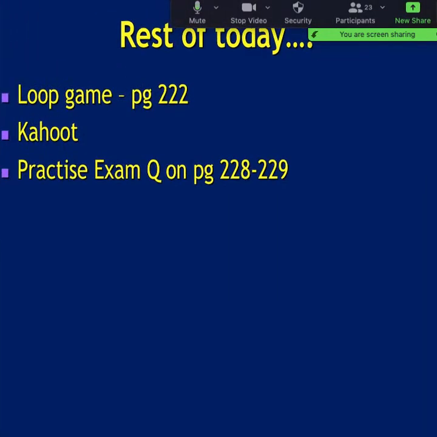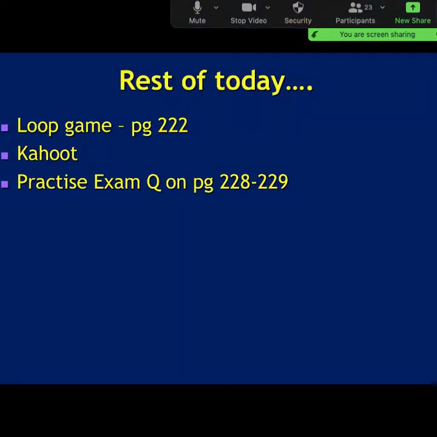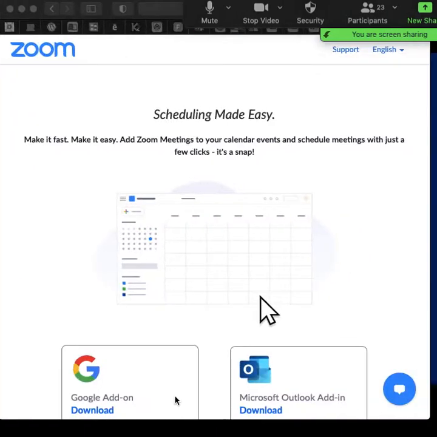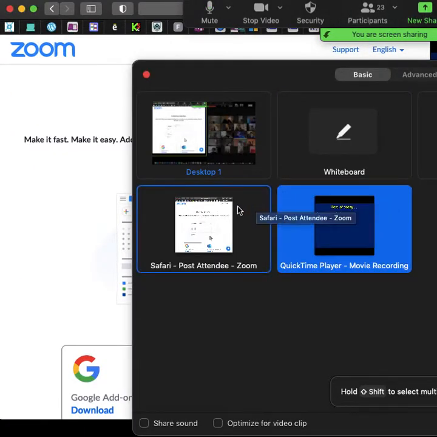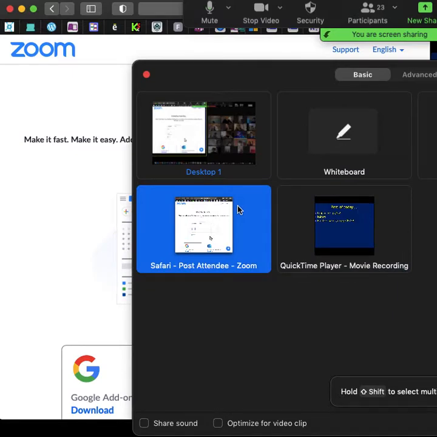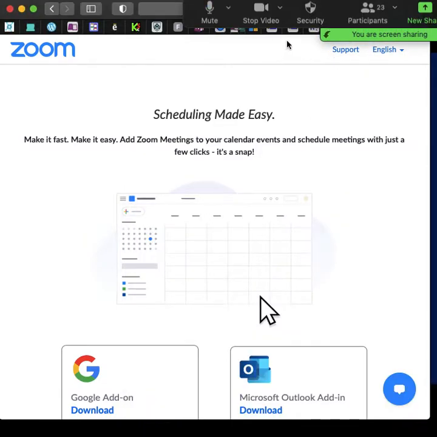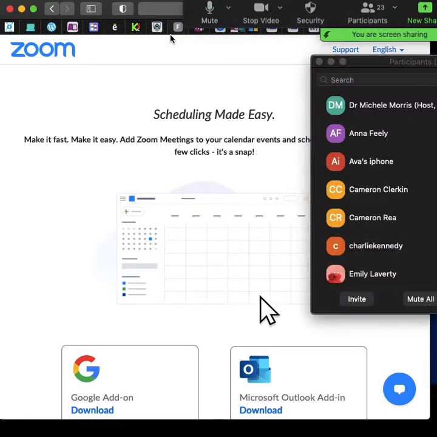Okay, we are going to try a Kahoot together. See, can we share technology? Okay, change my share. New share. Safari. Why are you not doing it? You are doing it. Okay. Need to get rid of you, but you won't let me.